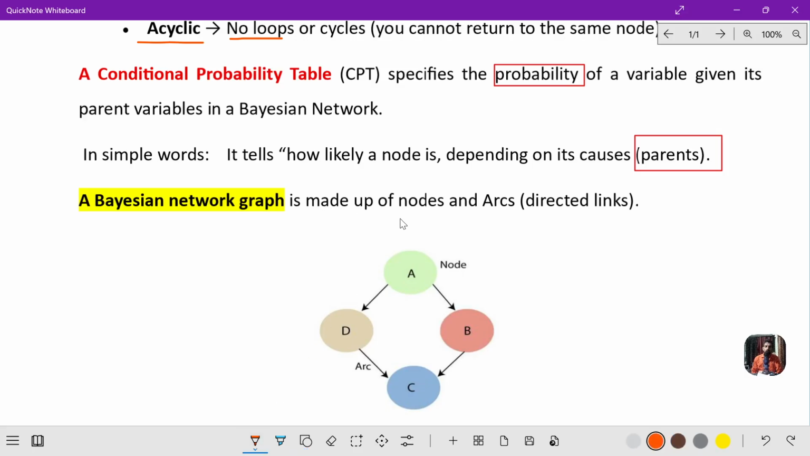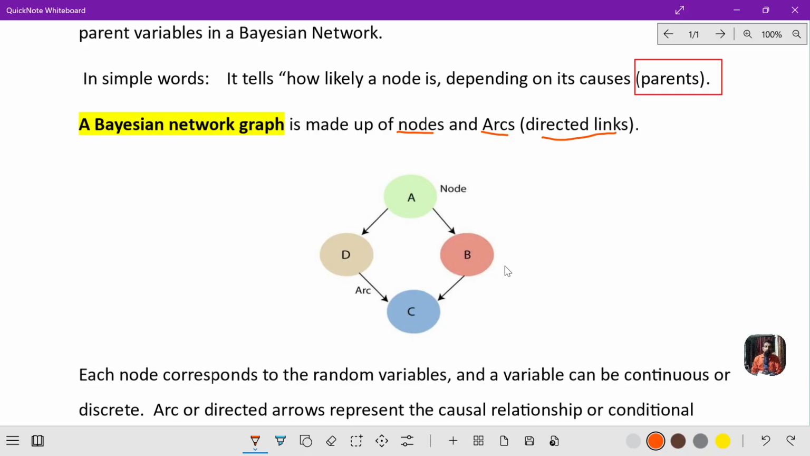Okay, so now you see a Bayesian network graph is made up of two things. The first one is called nodes and the second one is called arcs. Here arcs are nothing but directed links. So this is a Bayesian network graph, which consists of nodes and arcs. In this diagram, A, B, C, D are called nodes, and here arcs are nothing but, you observe, A to B is one arc, B to C is one more arc, D to C one more arc, and A to D is another arc.